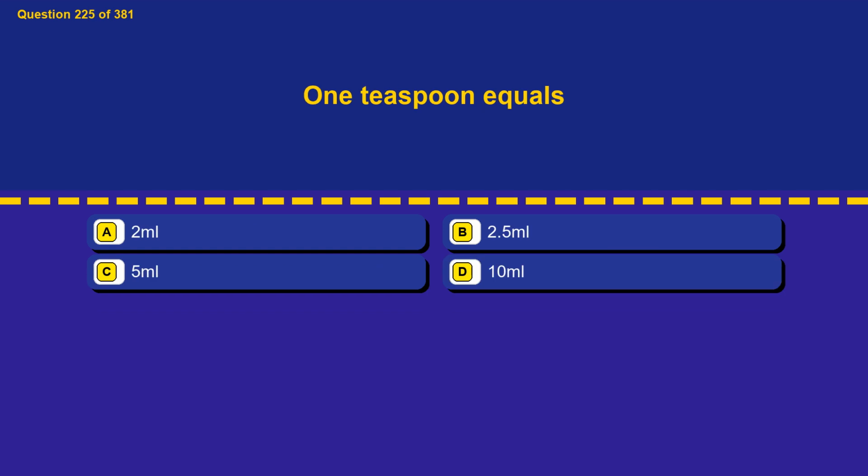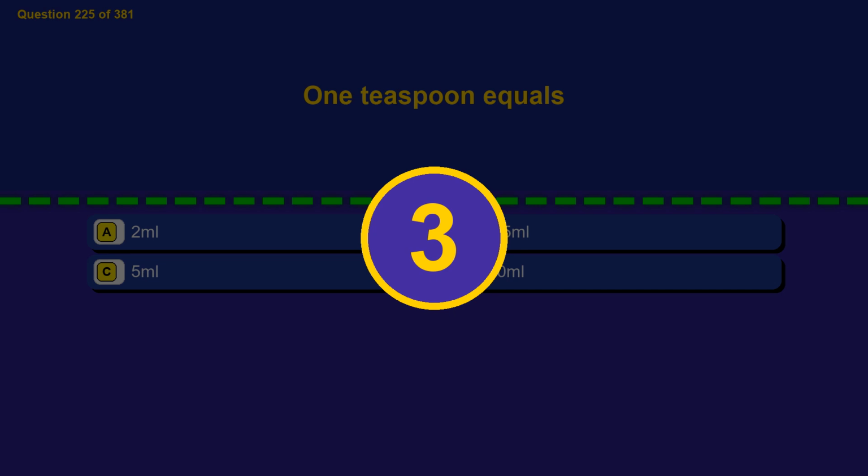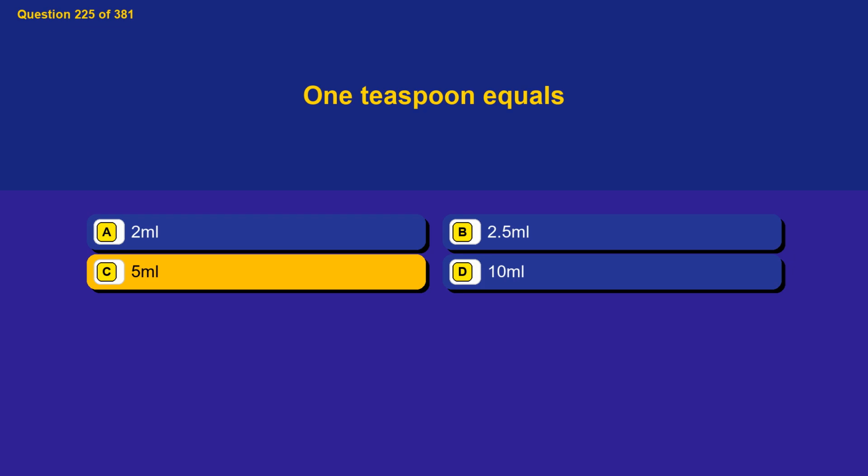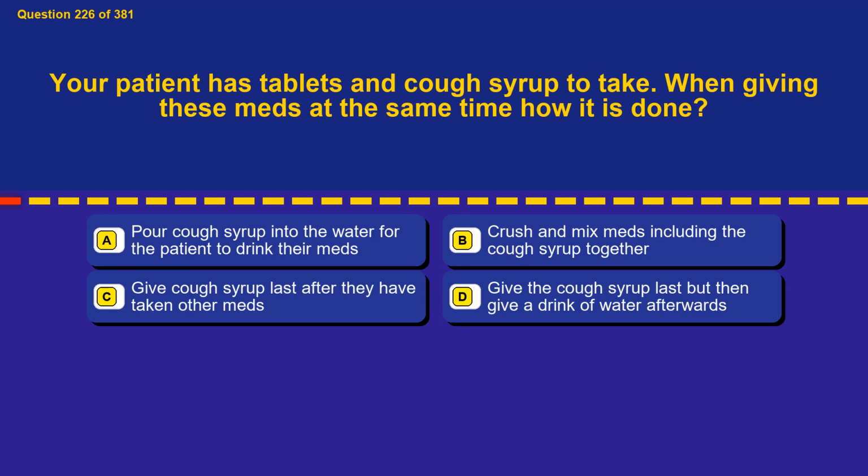Question 225. 1 teaspoon equals. Option A. 2 milliliters. Option B. 2.5 milliliters. Option C. 5 milliliters. Option D. 10 milliliters. The correct answer is option C. 5 milliliters.